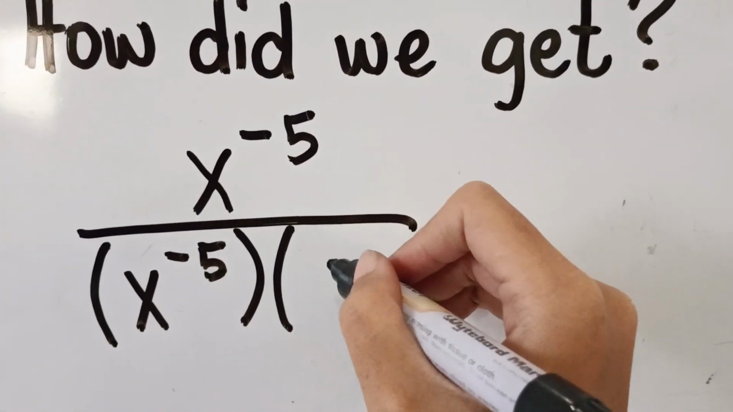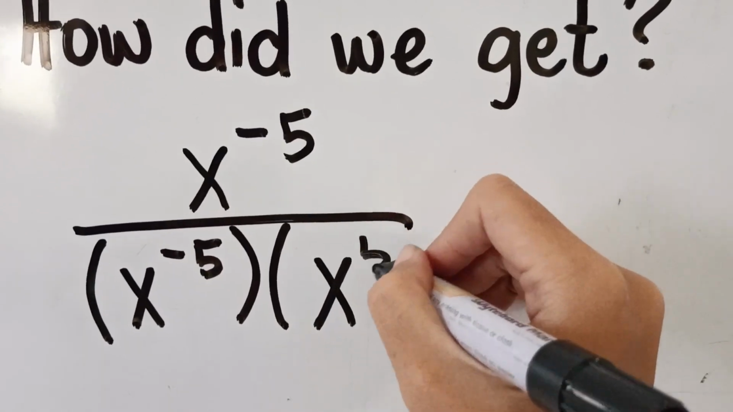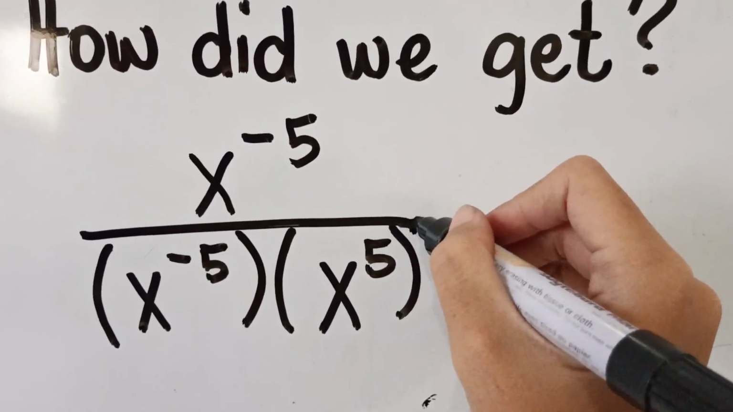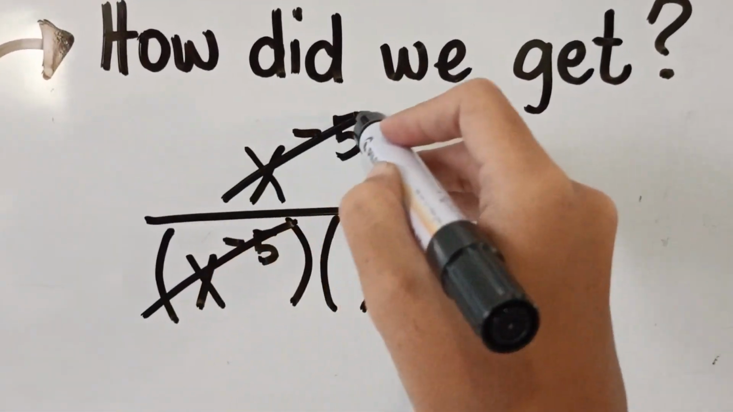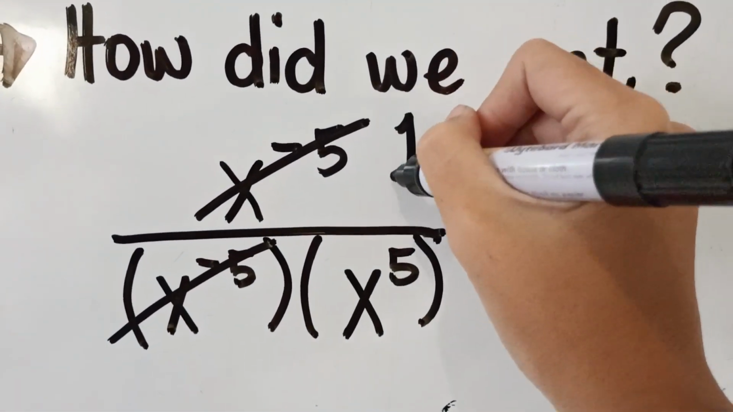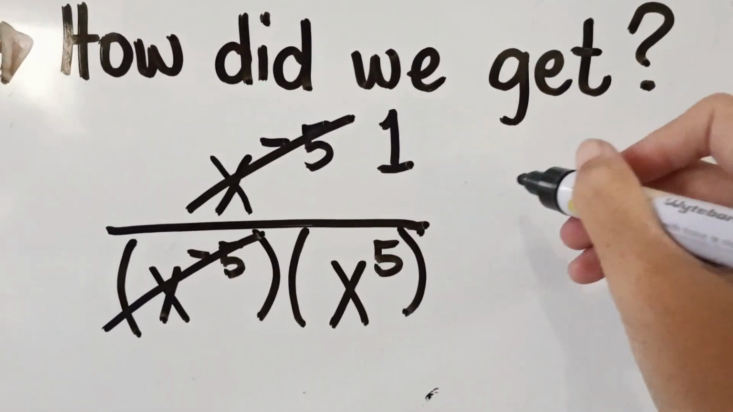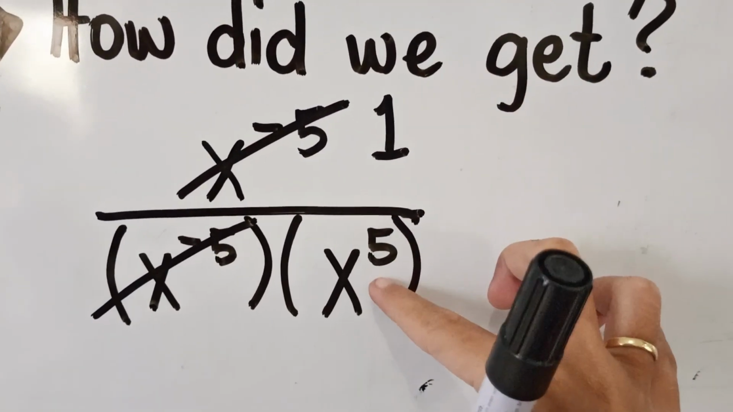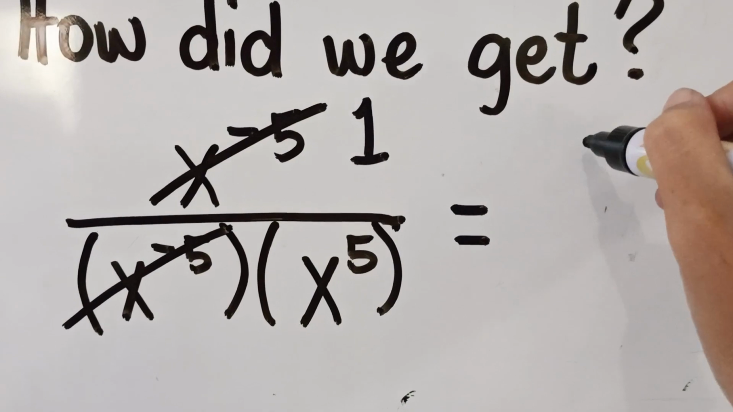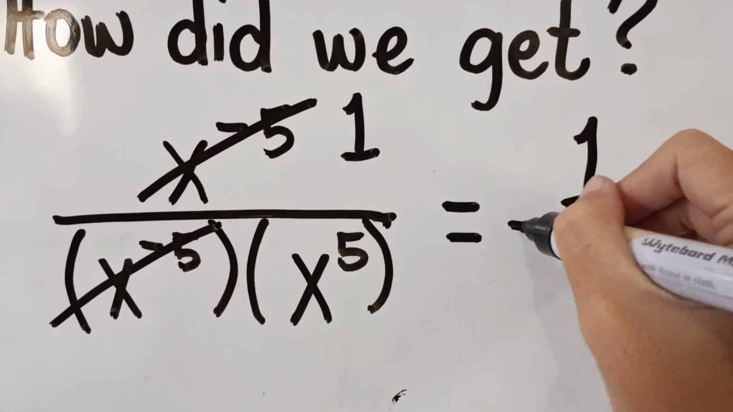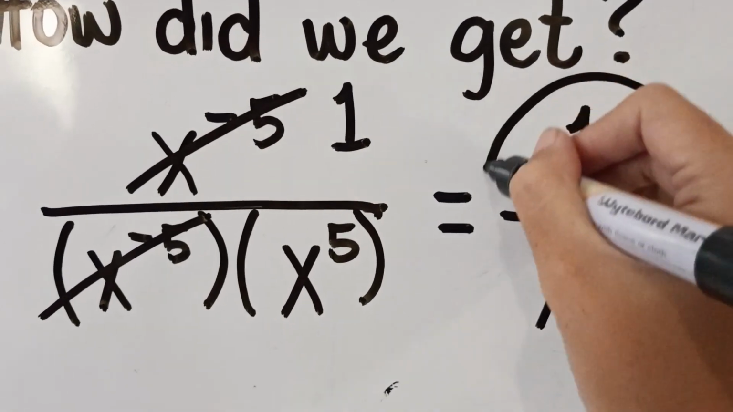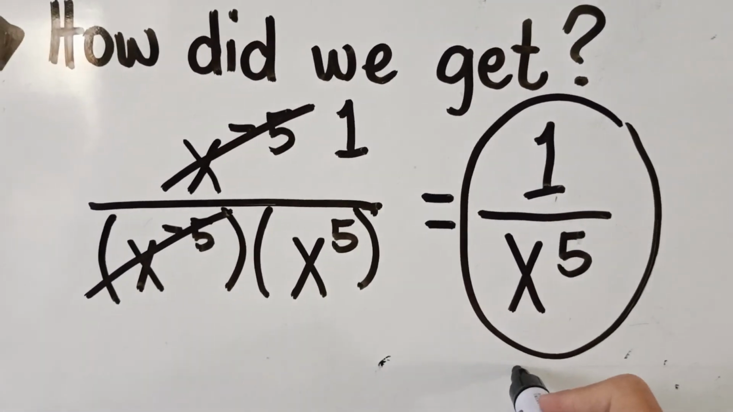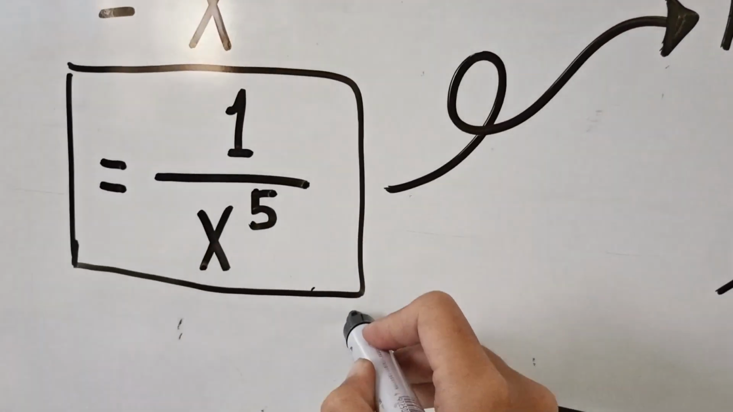So we have here at the lower part, quantity of x to the negative 5, multiplied by x raised to the power of 5. And then we're going to cancel out the x raised to the power of negative 5 since they are just the same. And the remaining one at the top is 1. So all we need to write is 1 as numerator. Then at the lower part, the remaining one is x to the power of 5, which is the final answer that we have here.